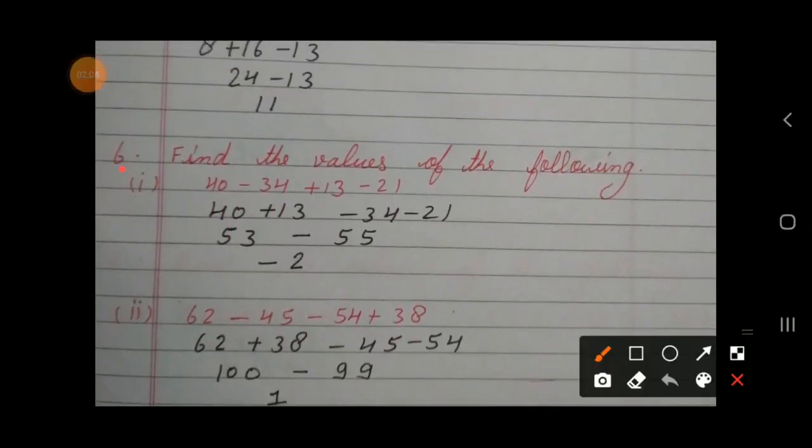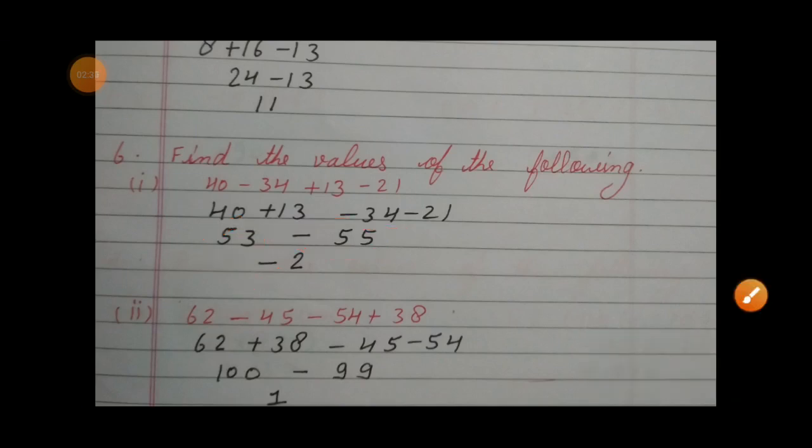In this 6, find the values of the following. First part, 40 minus 34 plus 13 minus 21. Yes, 40 and 13, positive numbers we will take together, and minus 34 and minus 21, these we will take together. On adding the positive numbers, we are getting 53. On adding the negative integers, we are getting minus 55. Plus and minus, on subtraction, we are getting minus 2. The negative sign is here because 55 is greater than 53, and this 55 has a negative sign.